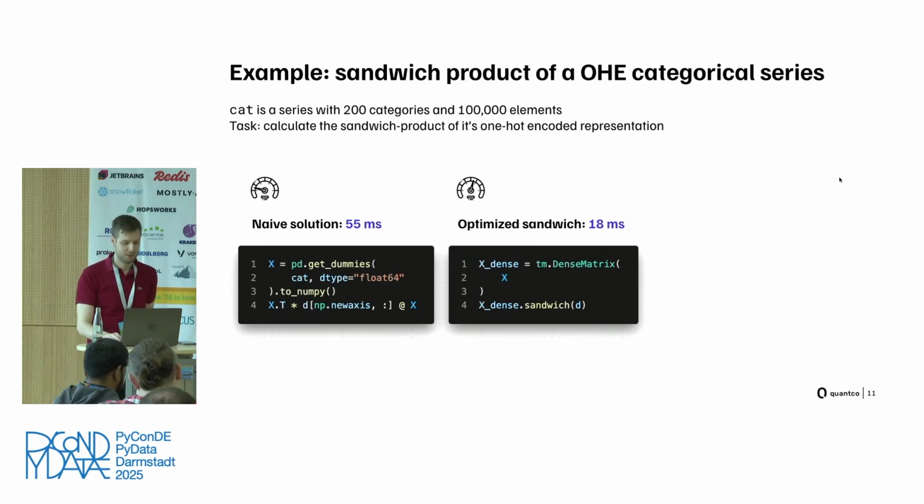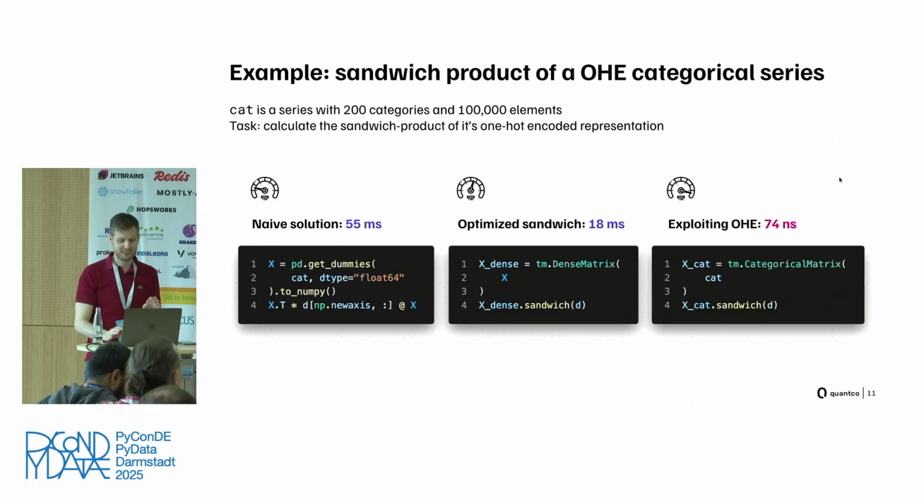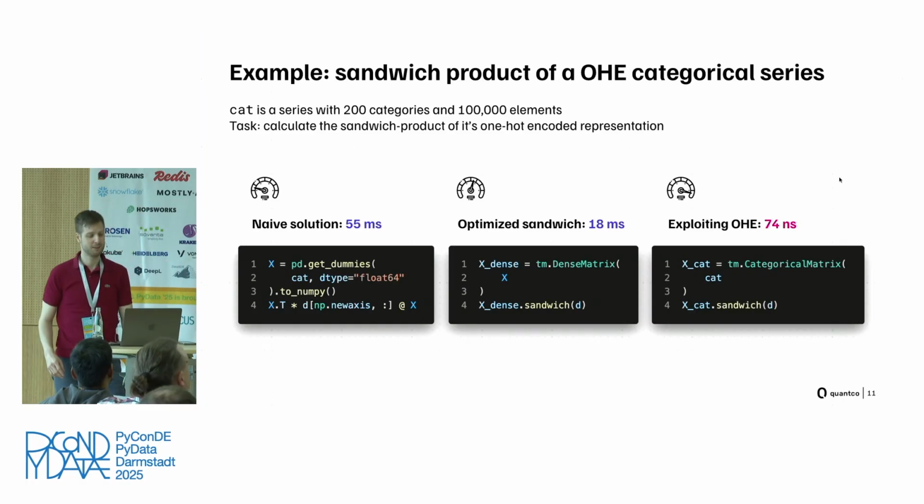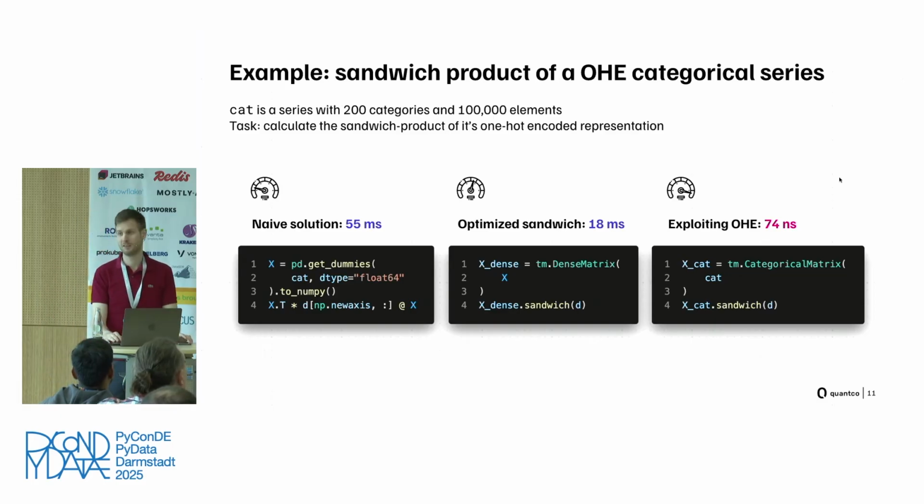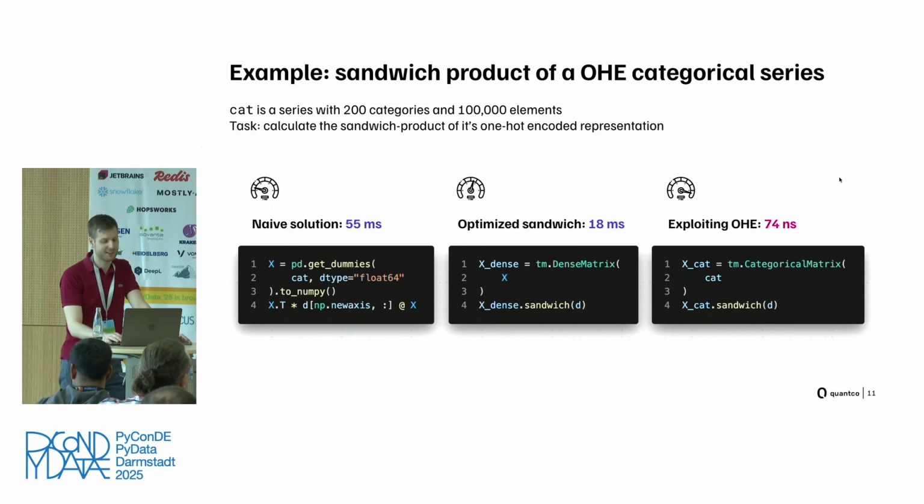But if we know that the input is actually categorical and we exploit the categoricalness of the problem, we can do it in like 74 nanoseconds, which is almost a 1,000 times speed up. So if your dataset contains many categoricals or sparse columns, you get really, really big speed ups.